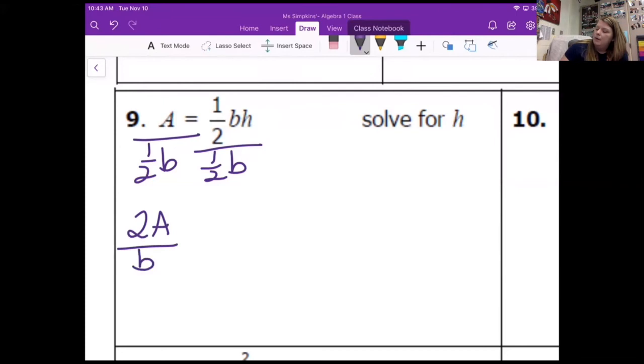So we want to end up with 2a because we're multiplying by 2, and then b in the denominator. We could multiply both sides by 2 to end up with that 2a instead of dividing by 1/2 because we usually don't have a fraction inside of a fraction. Not that that's wrong, but in math, we usually don't do that. So we have 2a over b equals h.